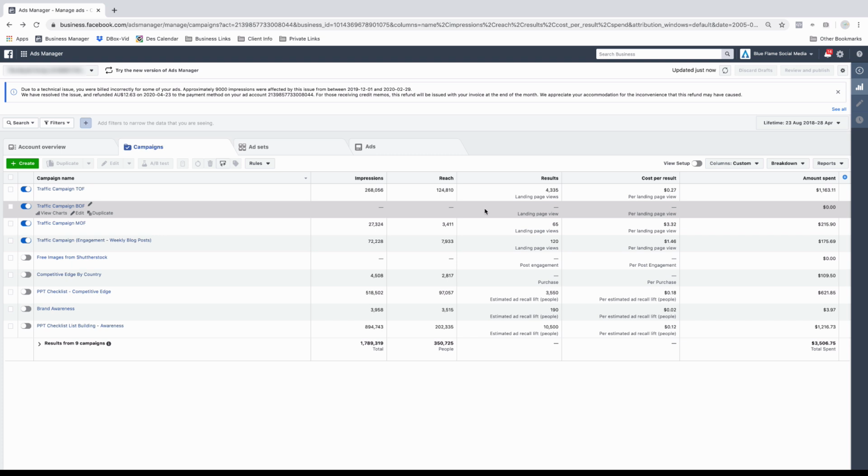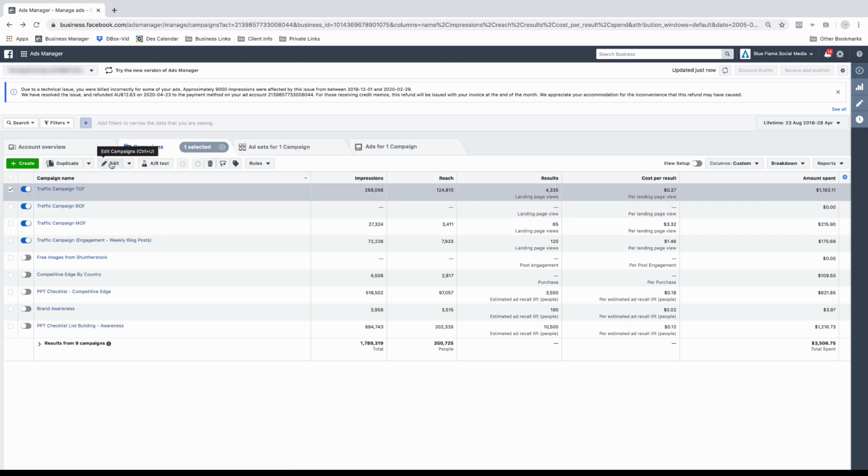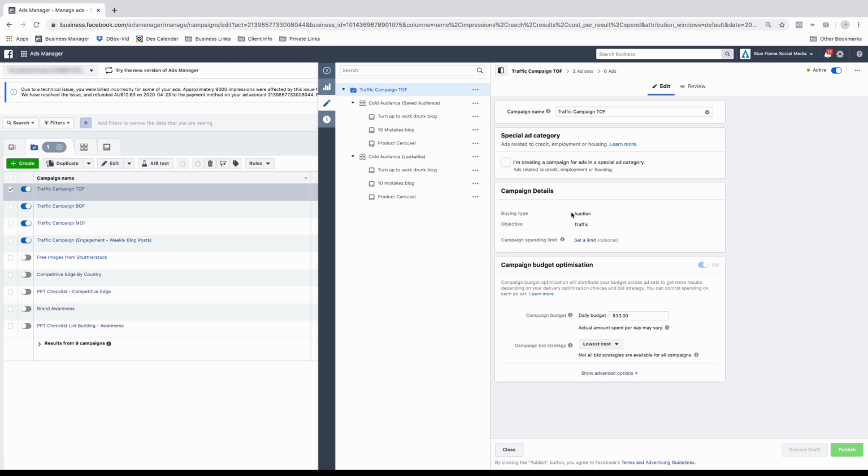Let's go and have a look. So I know it's a traffic campaign, but I'm going to ensure that it is. It's definitely a traffic campaign. There's no campaign budget spend limit here, so there's no reason that this shouldn't be feeding out.